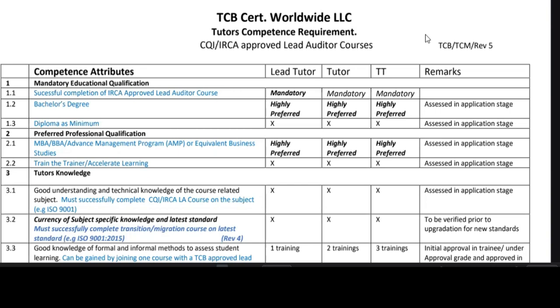This is for CQI IRCA approved lead auditor courses. Now, while we have defined this requirement, it is extremely important that we meet the minimum requirements set by IRCA for the tutors and the lead tutors. IRCA's brief requirement is that the tutor must be competent to deliver the training, must have their competence criteria fulfilled as a minimum. Let's see what the IRCA requirement is and how TCB has addressed those requirements in their management system.